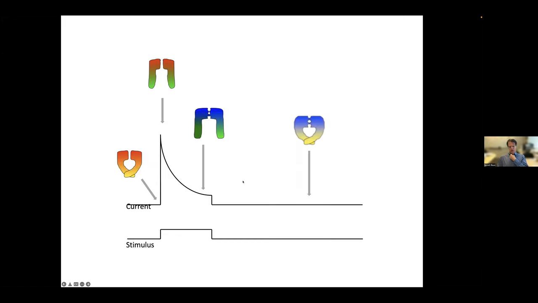If you remove the stimulus, you close the gate, and then the channel is still unable to conduct, but will ultimately recover. So these are the basic states of a potassium channel, and many ion channels have this kind of triggered gating through a stimulus, but also inactivation over time.